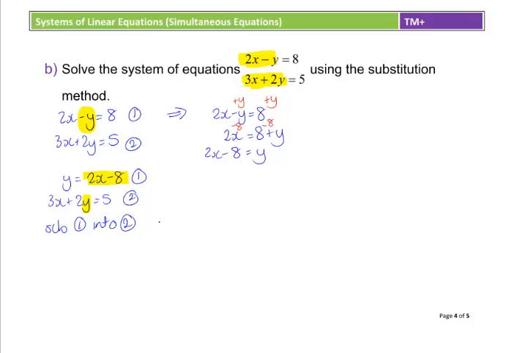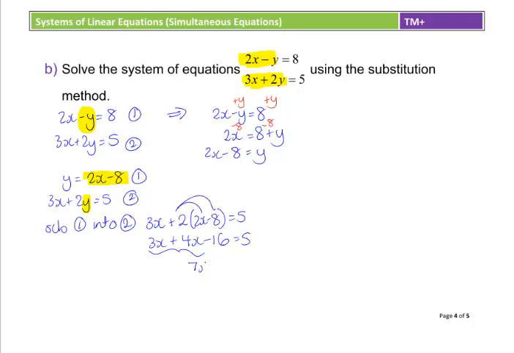Now please remember, you can be substituting equation 2 into equation 1 if that's where your isolated variable is. You can also be getting x on its own. Okay, it really depends on what you're dealing with. So we've got 3x plus 2 lots of y, which is 2x minus 8, equals 5. Expand my brackets. 2 times 2x is 4x. 2 times negative 8 is negative 16, equals 5.